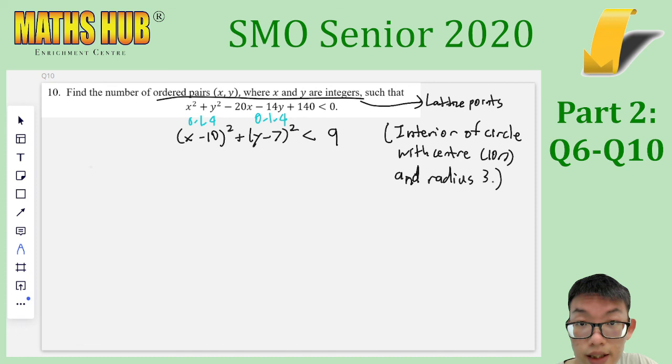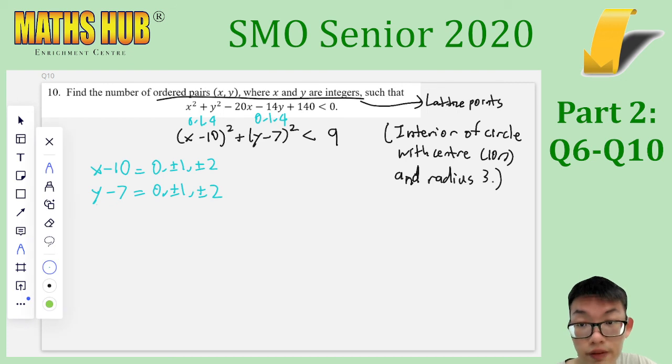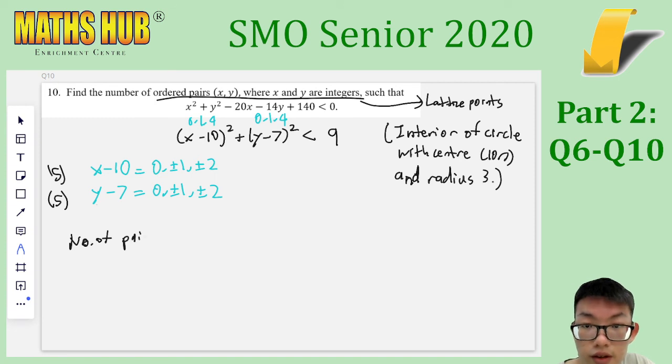And so that means that x minus 10 can be 0, plus or minus 1, or plus or minus 2. And similarly, y minus 7 would also either be 0, plus or minus 1, or plus or minus 2. And those are all the combinations you have. So counting this is relatively simple. You have 5 choices of x, you have 5 choices of y, and therefore the number of pairs is just equal to 5 squared, which is 25.